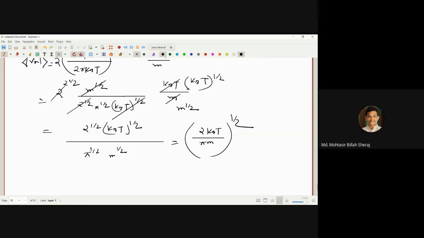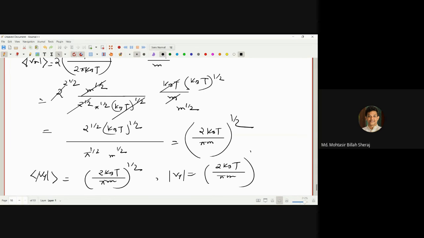This is the expectation value of the modulus of Vx. You can also prove that for Vy it equals 2 kbt by pi m whole to the power half. All right? Does anyone have any questions?